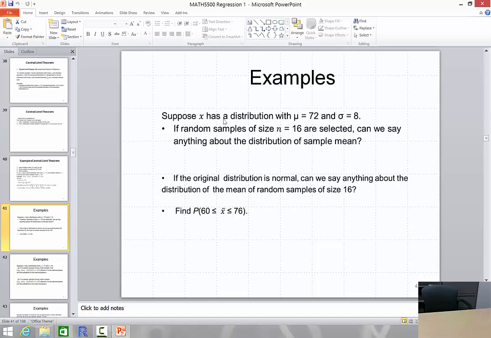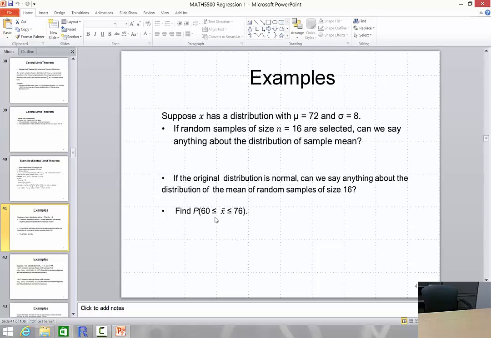So X has a distribution. Does X have a normal distribution or not? We don't know, so the distribution of X is unknown here. The population mean is 72, and the population standard deviation is 8. If the sample size is 16, the distribution of X bar we don't know, because X has an unknown distribution and the sample size is small. If the population is normal, then whatever the sample size is, X bar is normal.